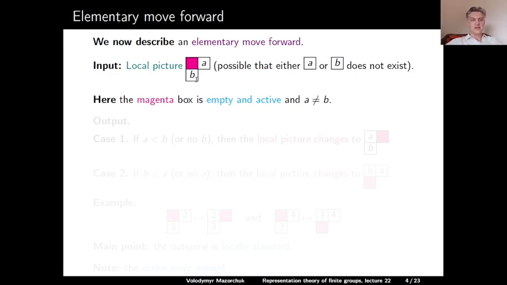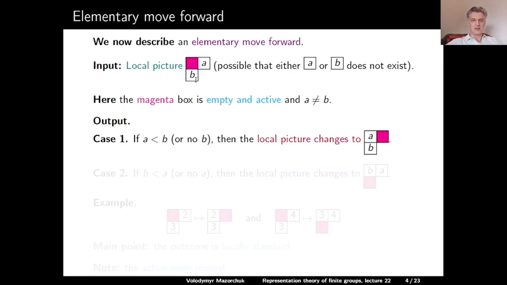So what is the output of the elementary move forward? We will have to distinguish two cases. Case 1 is when A is smaller than B, or B doesn't exist. So the box containing B is actually empty. Then the local picture will be changed to the following picture. So we swap the box A and the active magenta box.